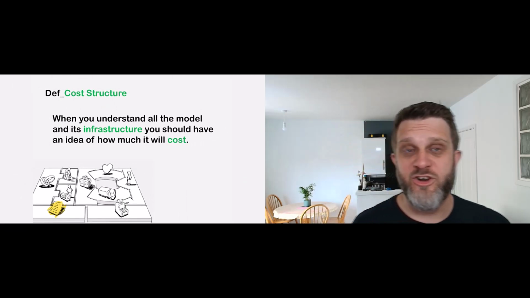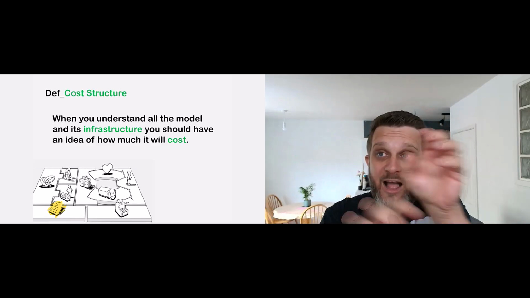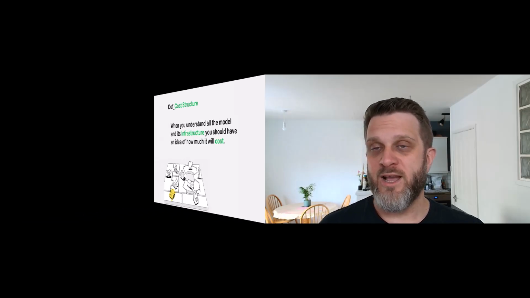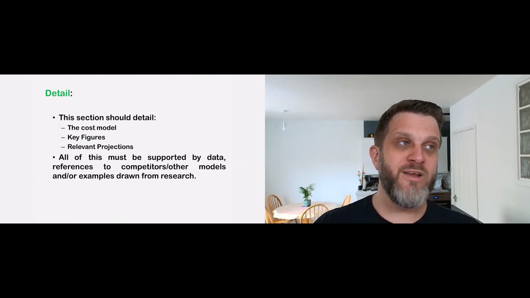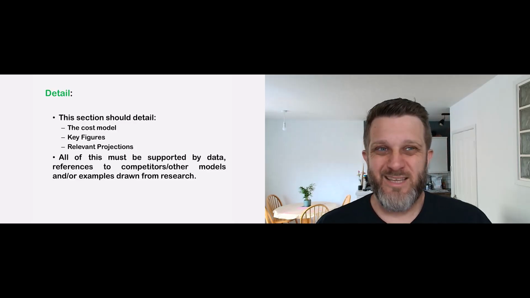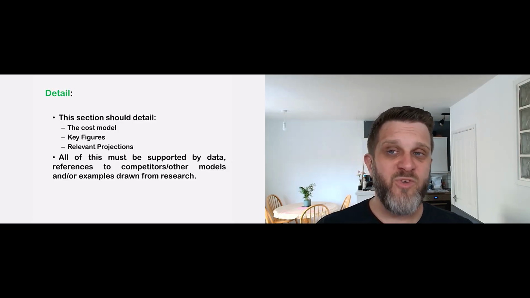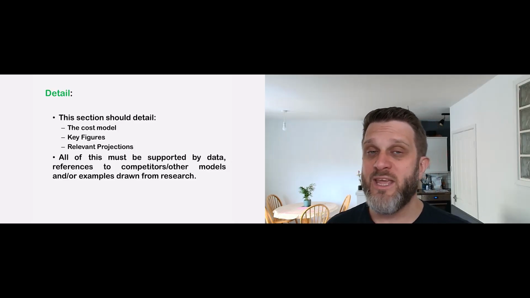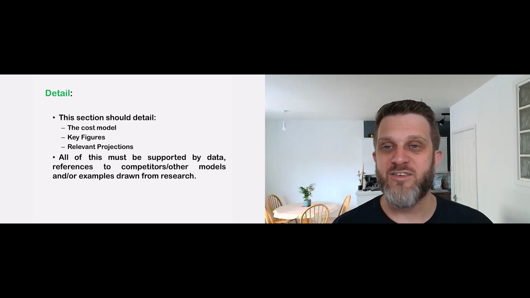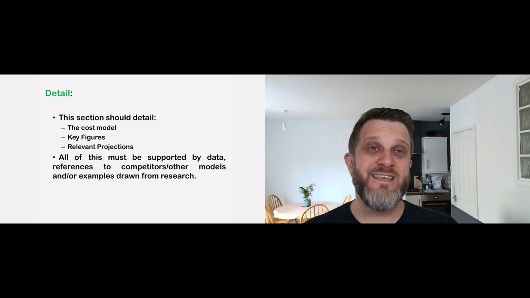And finally, we get to cost structure. Now, the reason I've put this piece last is that it's kind of the combination of all these other bits that we've already looked at and talked about. So what am I looking for here? Well, I'm looking to see that you can bring together these ideas about the key infrastructure that underpins your business and give some concept of how it's going to cost. So things like the cost model, figures, any relevant projections, that should all be here. Some references, some data, maybe again, benchmarking to other competitors if that's possible, examples that you've drawn from your prior research. This is what we should be getting in this box.